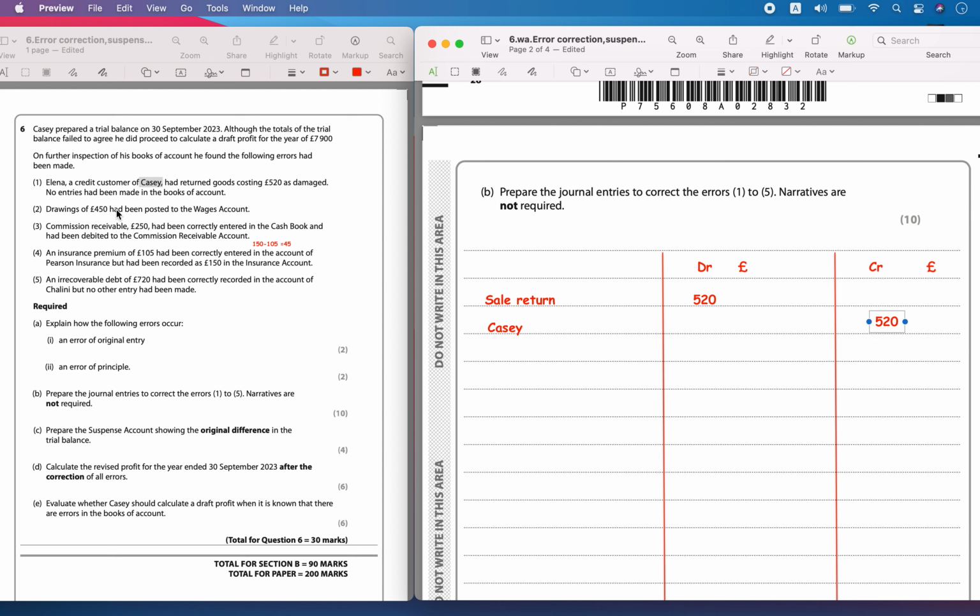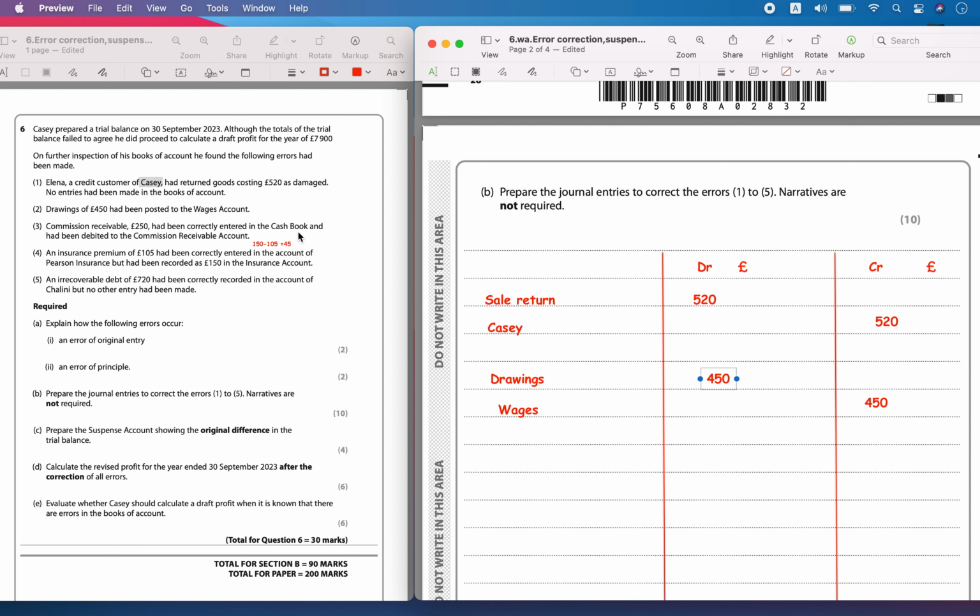Then you have drawings of 450 had been posted to wages account. So these two had to be rectified. One is the drawings, and the other one is wages. The wages account is an expense account. It would have been entered on the debit side. So you will have to remove the entry by entering on the credit side, 450, and drawings you will have to enter on the debit side correctly.